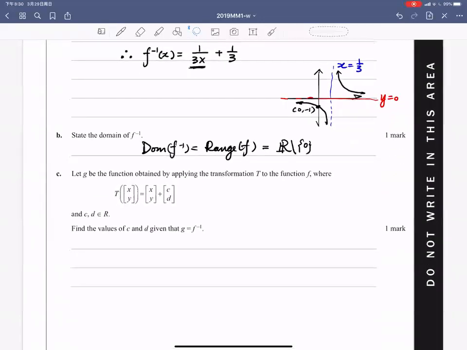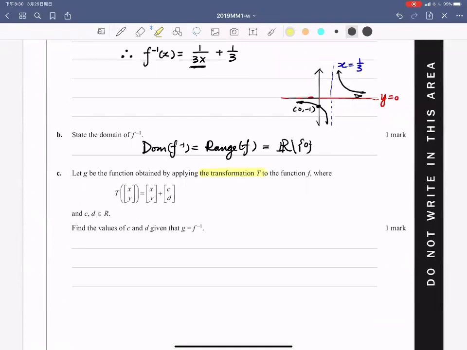Let G be a function obtained by applying the transformation T, which is this guy here, to the function f, where C, D are real numbers. Find the values of C and D, given that G equals f inverse. So my target is making f of x equals 1 on 3x minus 1/3 to match G of x equals 1 on 3x plus 1/3.